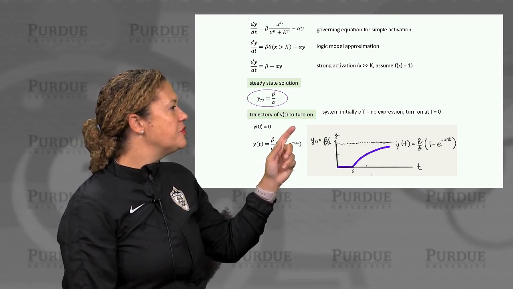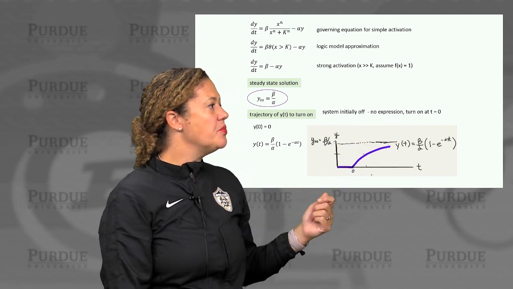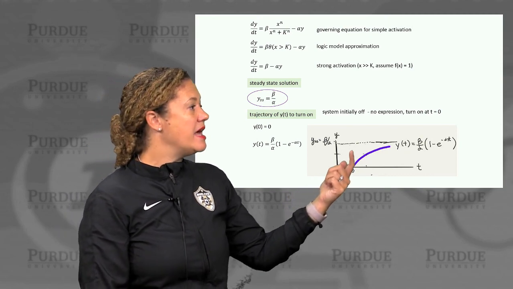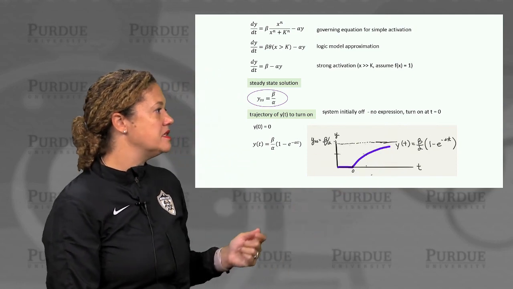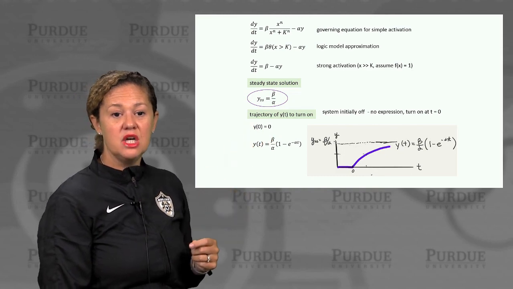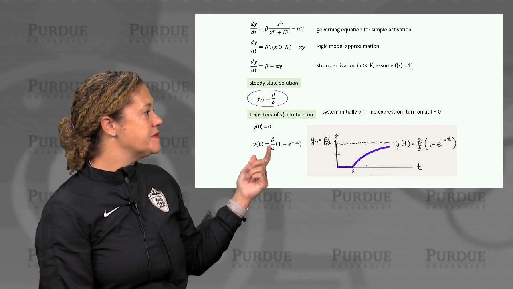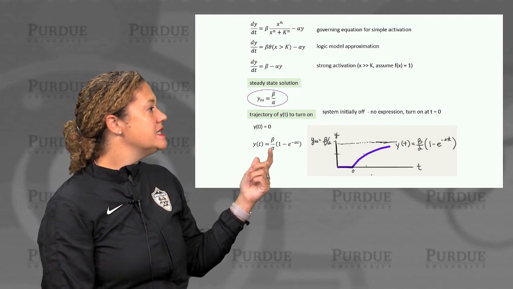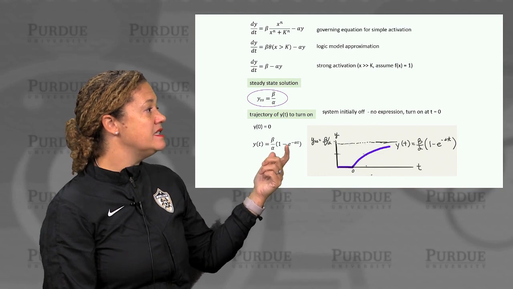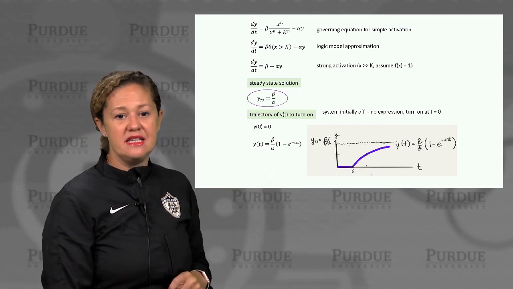And so now if we look at this where our system is initially off, we have no expression, right? So Y starts at no expression, so Y levels are at 0, and we suddenly turn on at time equals 0. This gives us an initial condition of Y at time 0 equals 0. We can now solve for Y of t, and Y of t now equals beta over alpha, our steady state value, times 1 minus e raised to the minus alpha t. So this 1 minus e raised to the minus alpha t is now the dynamics, how quickly we get to that steady state value, right?